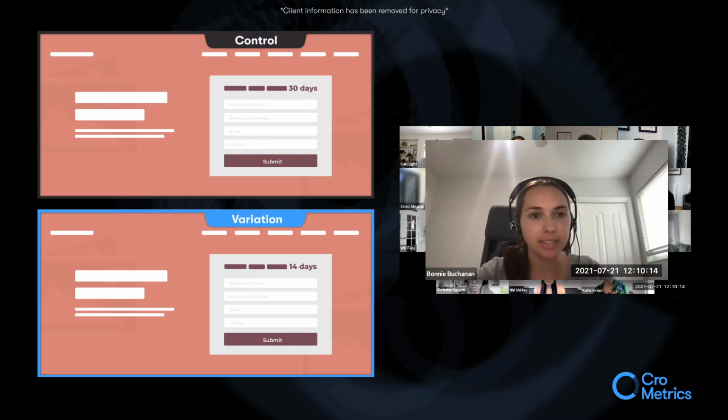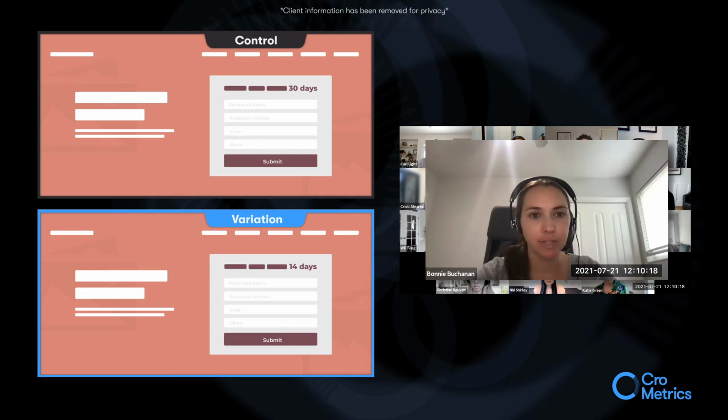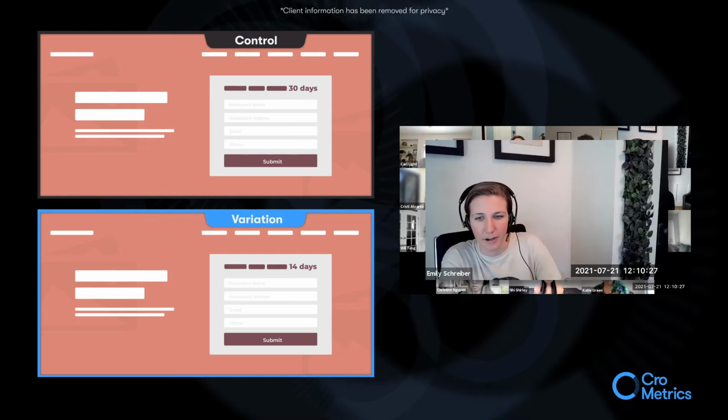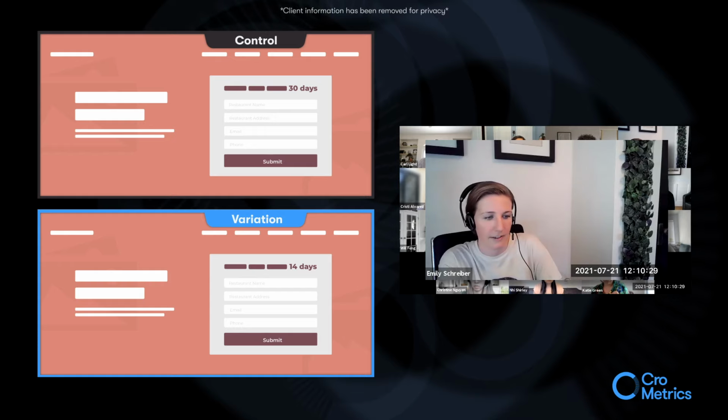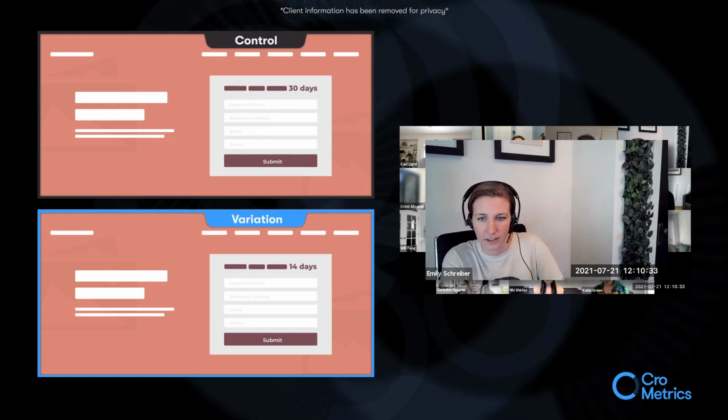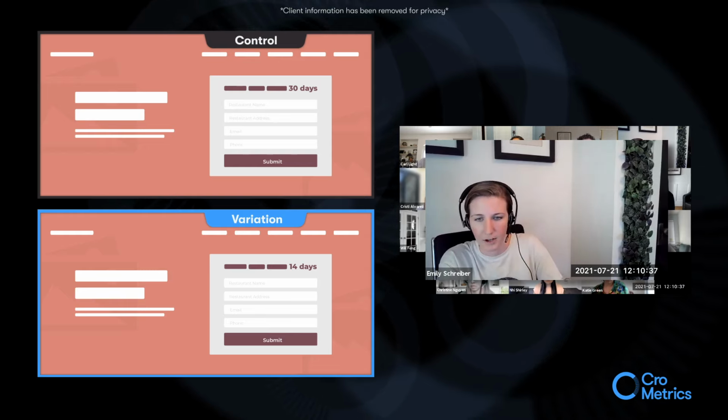Well, Emily, I have a question. Did your results analysis include looking at the cost savings for the company, knowing that they'd be saving approximately 14 days of not paying out commissions? Yeah, so that was part of it. Even if this test fell flat, it would still be a win in the sense that there are cost savings on the client side for sure. So that was the added benefit here.